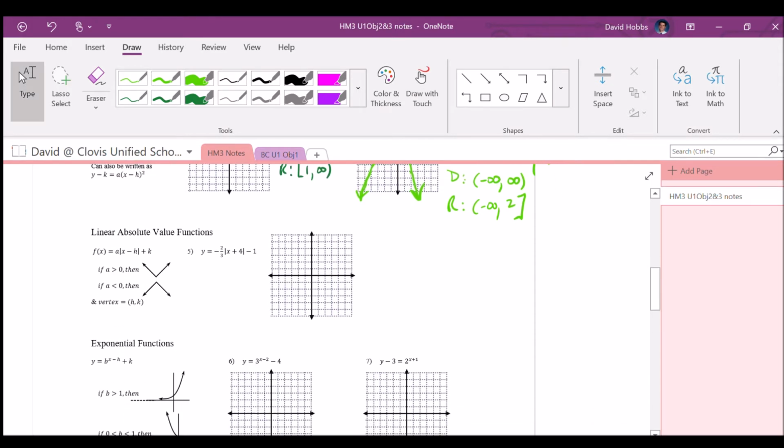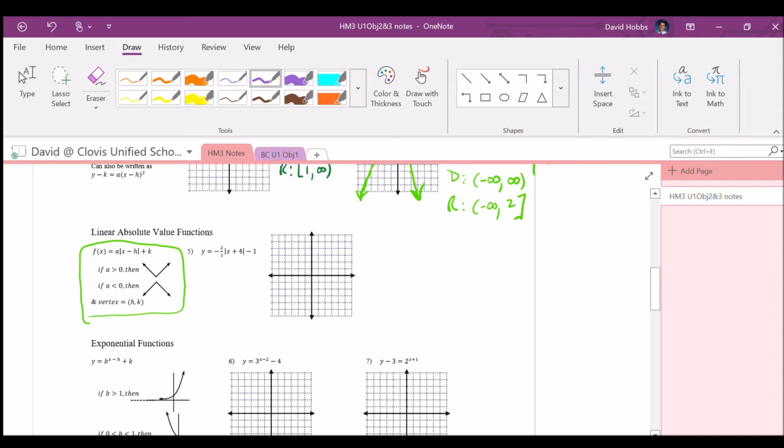Okay, linear absolute value functions. Very similar to parabola. We've got f of x or y equals a times the absolute value of x minus h, plus k. And the k could be brought over like any of the others.